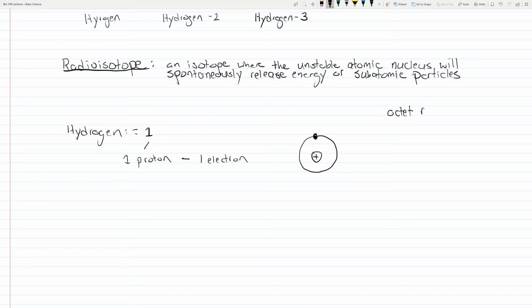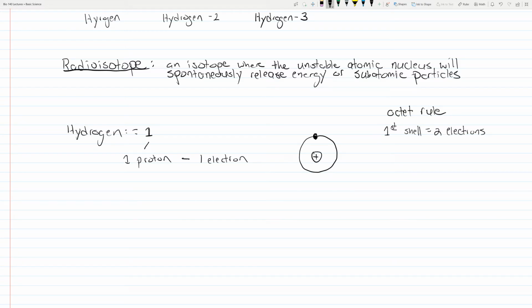Octet rule. This rule states that in the first shell, we can only have 2 electrons. Because a shell is an energy level, and the energy level of that shell can only take 2 electrons. So the first shell is 2 electrons.